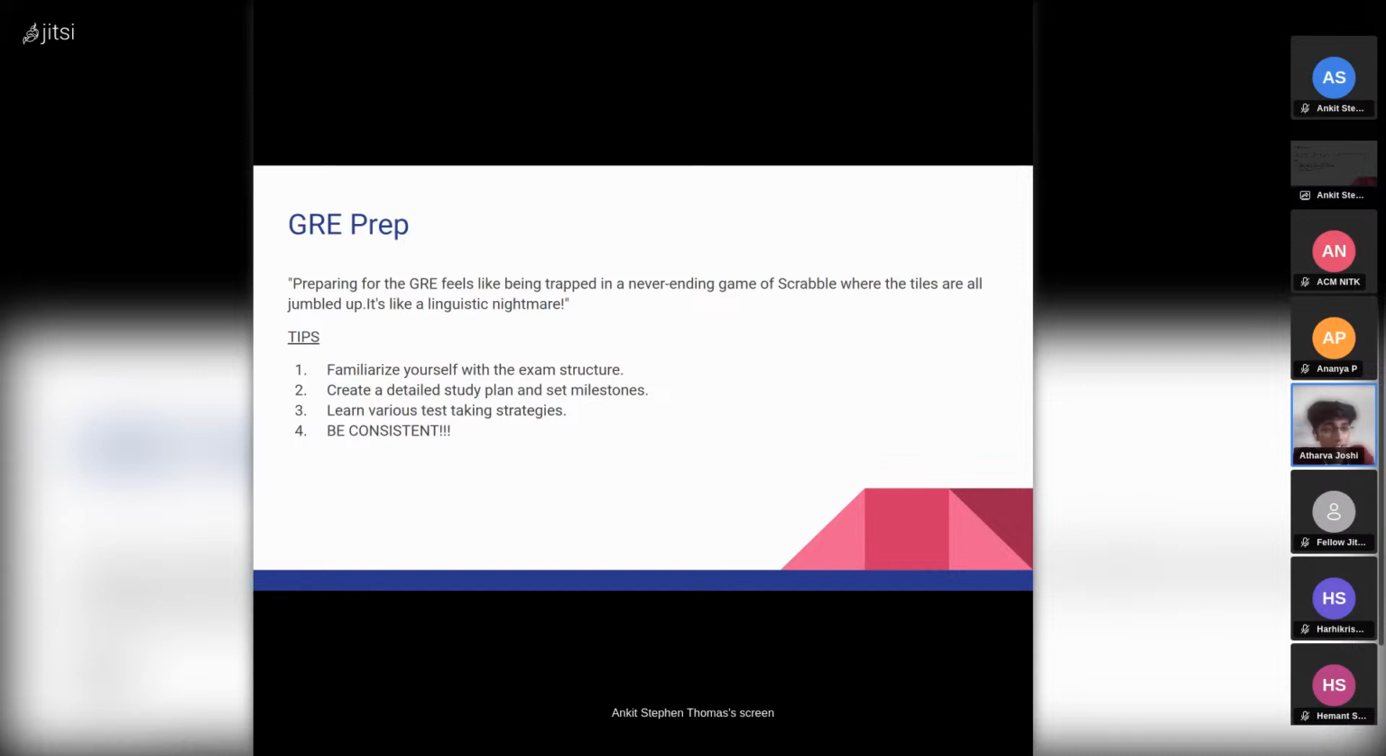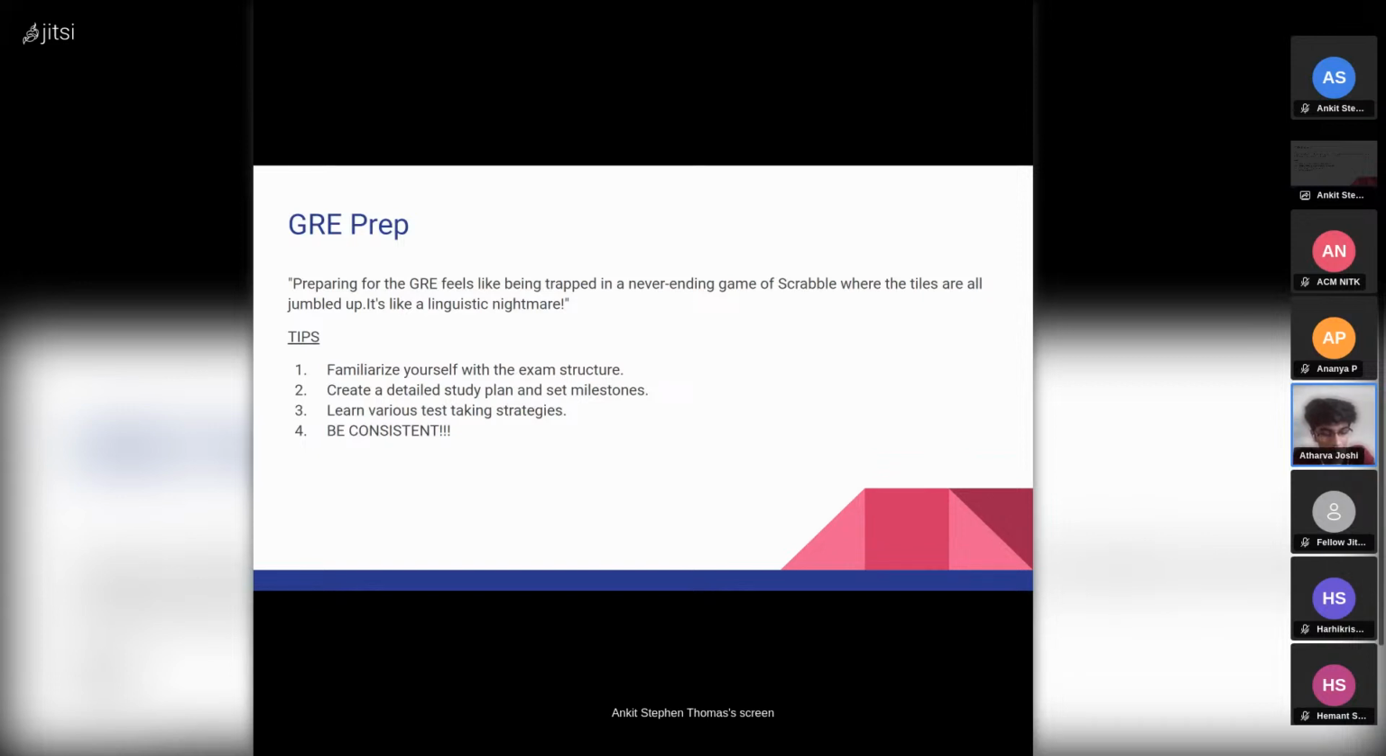Third being, learn various test taking strategies, for example, method of elimination or how to make an educated guess. These will particularly be helpful in the vocab section because there might come words where you haven't heard of them anytime, and you need to make a guess to make sure what fits the best, right? And yeah, I can't stress this more, but just be consistent.